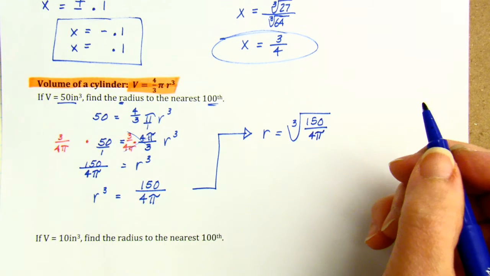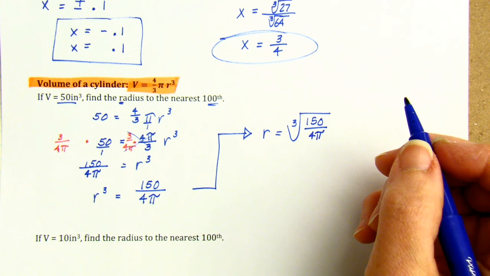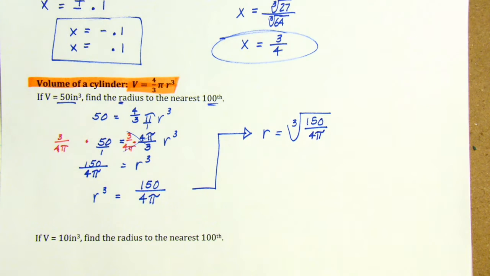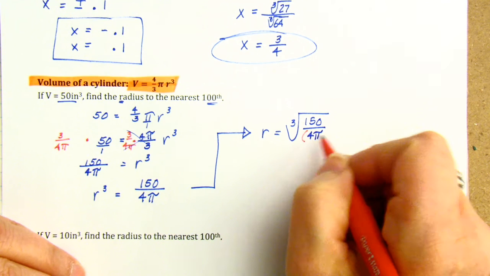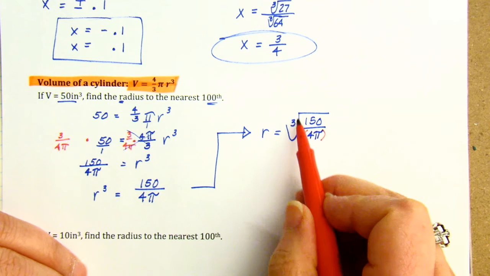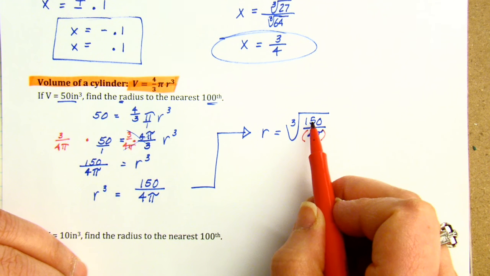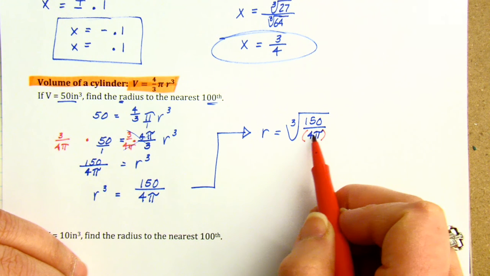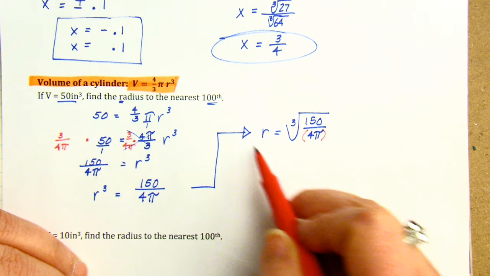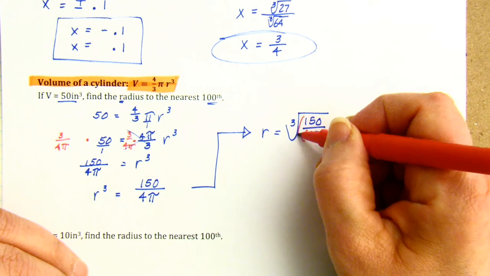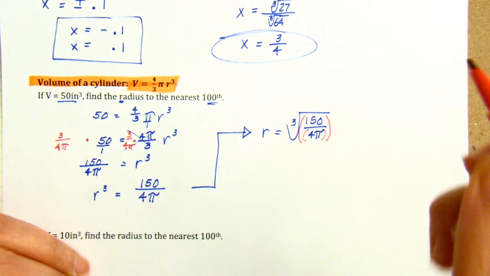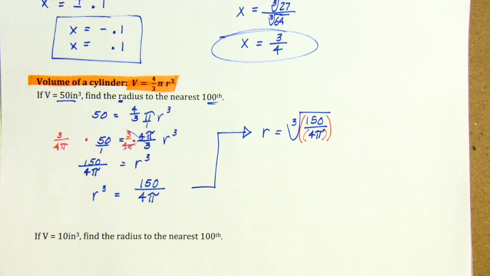Now here's where students are going to mess this up. They're not going to put 4 pi in parentheses. And I'm going to show it to you both ways. You are taking the cube root of 150 divided by this product. So you need parentheses. And in fact, if you're going to put this in the calculator as one thing, then you need parentheses here. So those of you that don't like to use parentheses, this is going to be a little bit of trouble for you, especially if you're thinking you're going to put this in the calculator at one time.